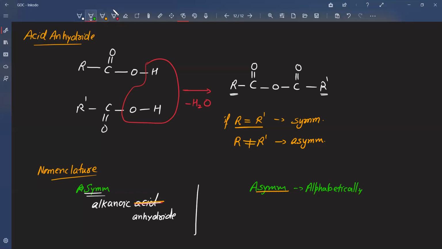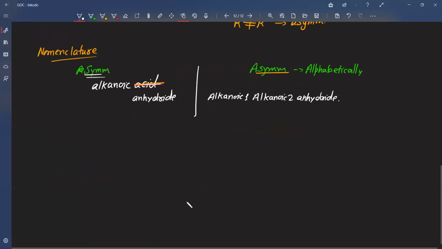What does that mean? That means the name will be alkanoic 1, alkanoic 2, anhydride. For example, ethanoic and butanoic: it will be butanoic ethanoic anhydride, because B comes first. So the 1 and 2 are just to represent the first alkanoic and the second alkanoic, because there will be only two acids.